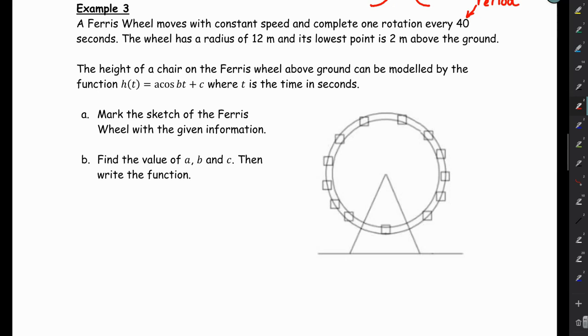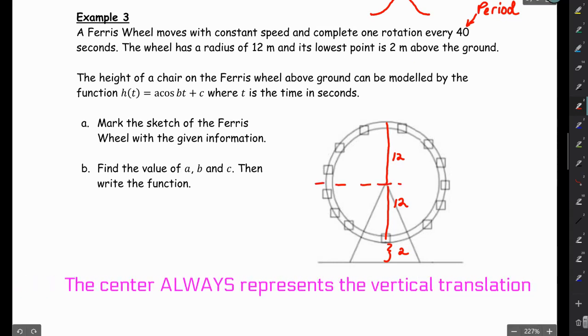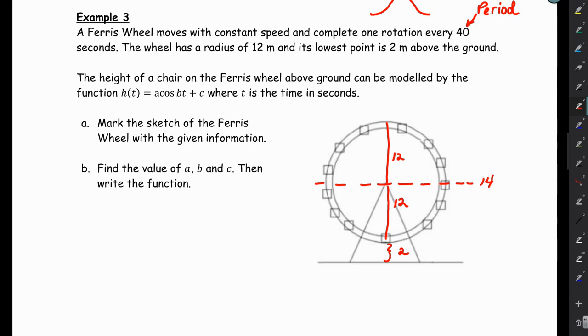So we know that the radius of the wheel is 12. So from here to here is 12, from here to here is 12. And we also know that at its lowest point, we're 2 meters above the ground. So we have a value right here of 2. Right? The center then of our Ferris wheel is 2 plus 12, that's 14. So remember, the center is the vertical translation. So that'll help us out when we get to that part. All right, so we have it marked up.